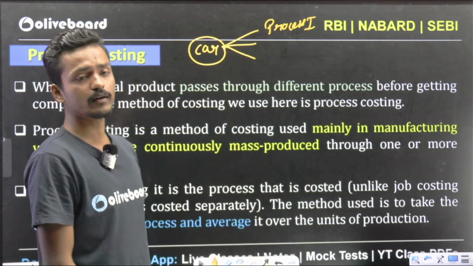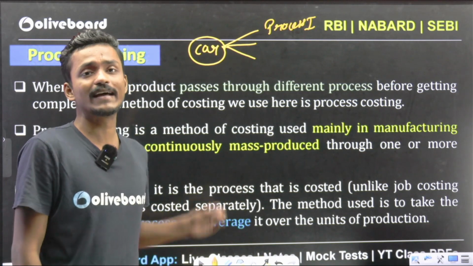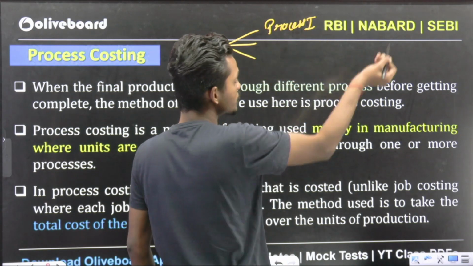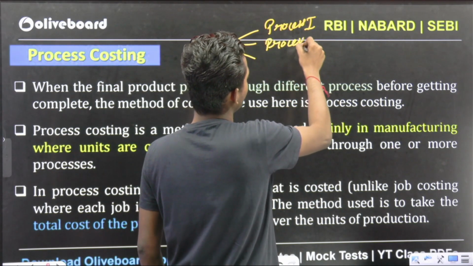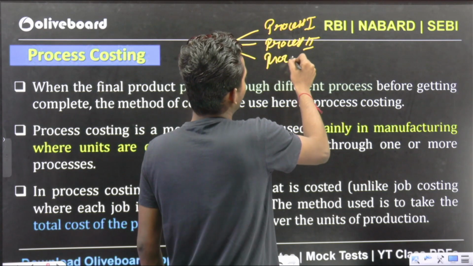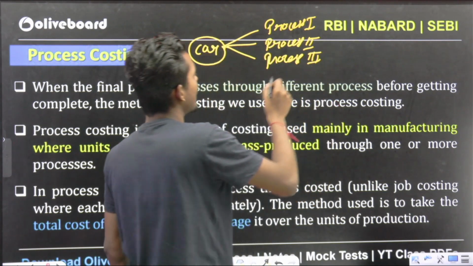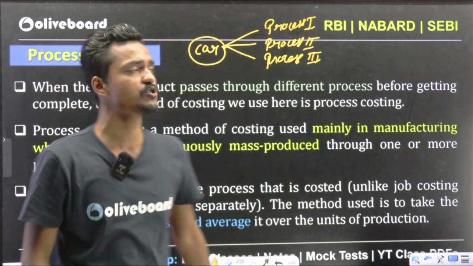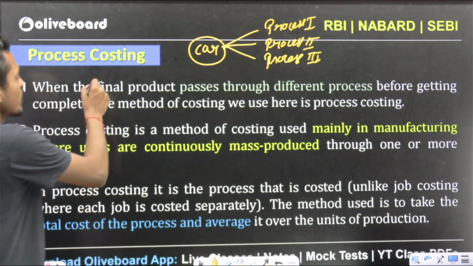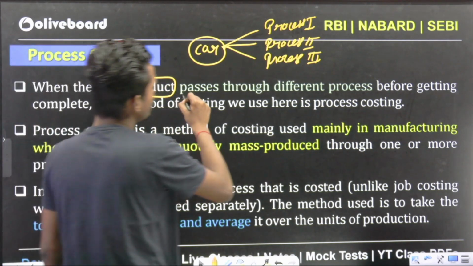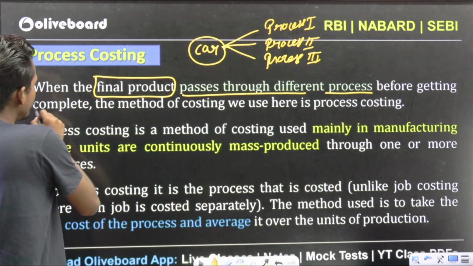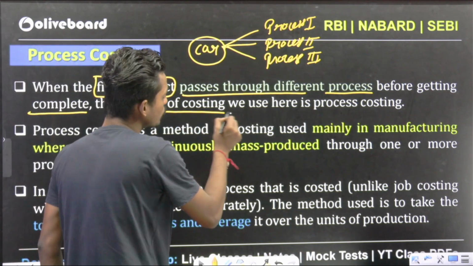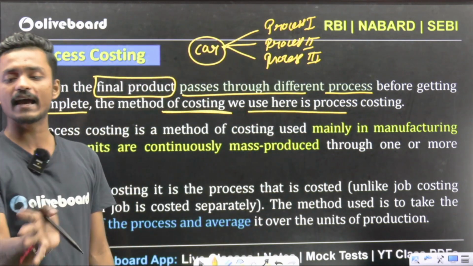So yes, the car is the example through which we can understand where process costing is applied. For the manufacturing of a car, we have many processes, and on these processes the whole manufacturing of the car is done. So what do you mean by process costing? When the final product passes through different processes before getting completed, that method of costing that we apply here is known as process costing.